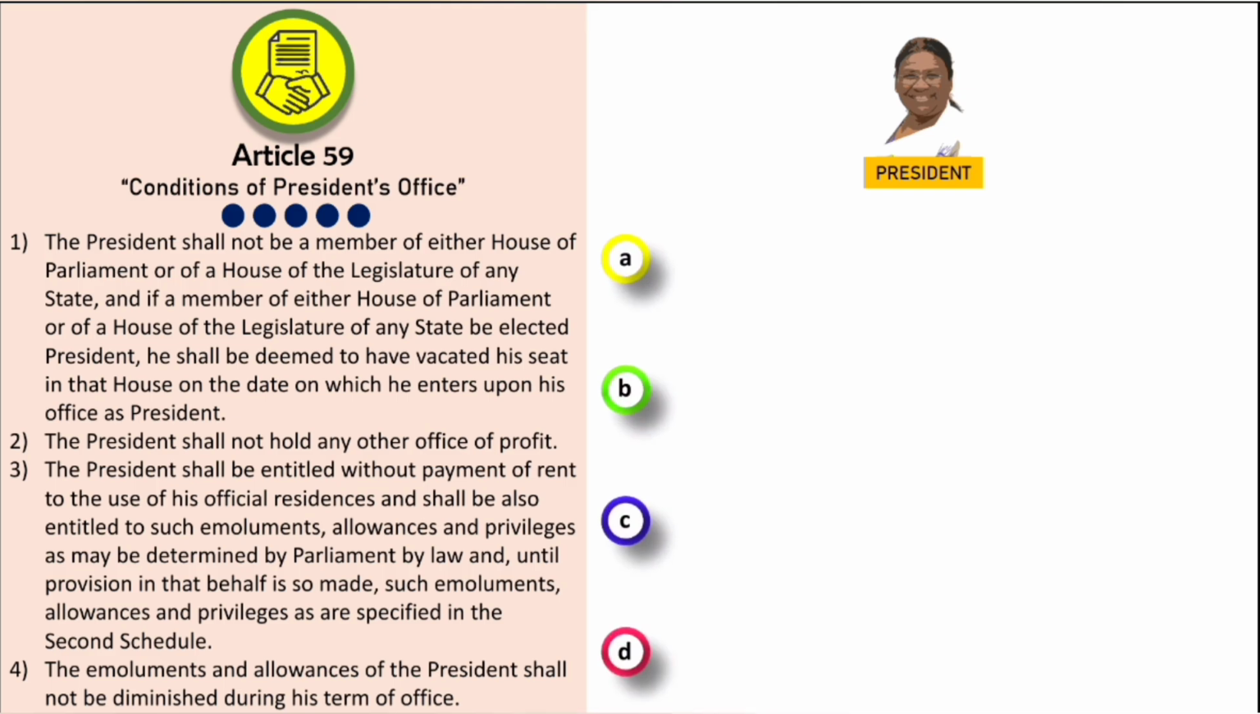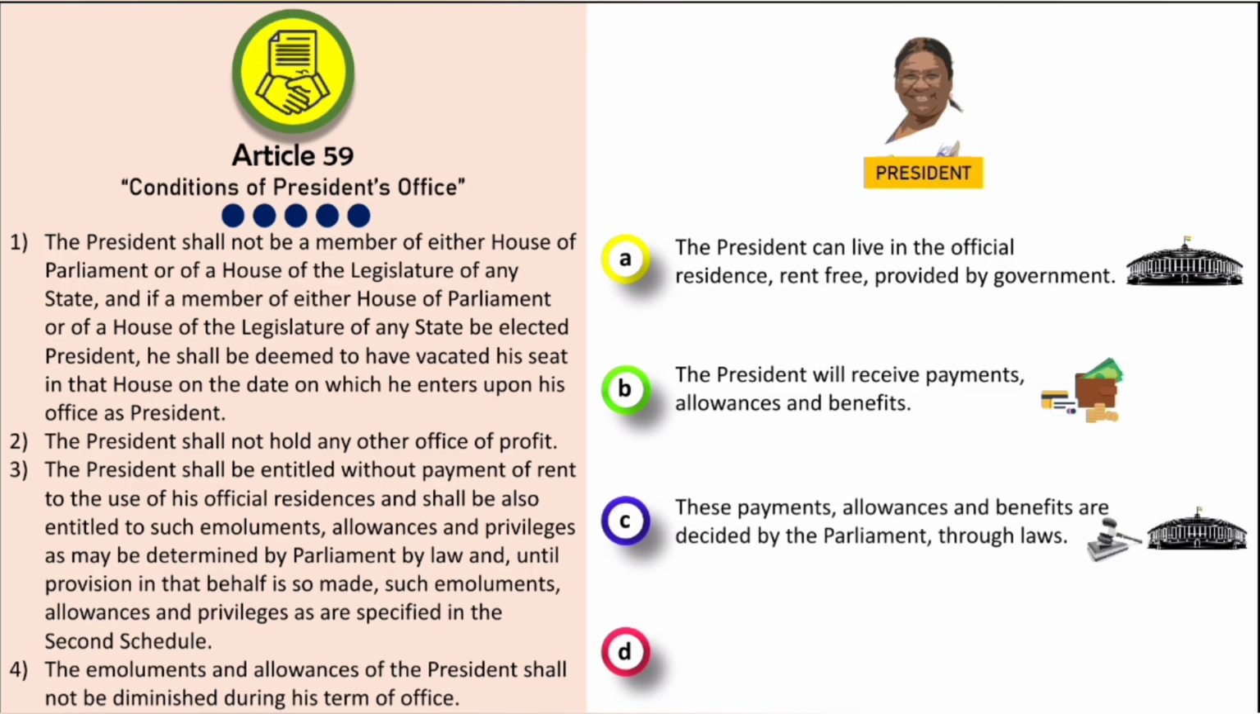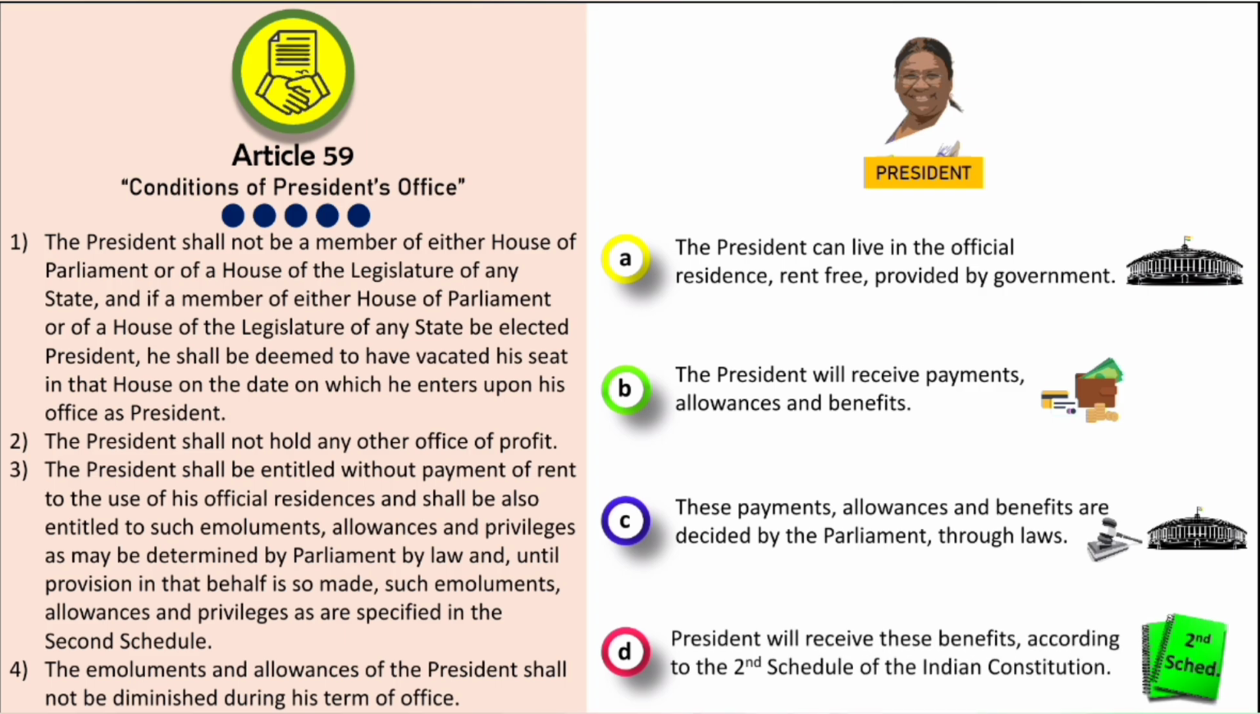First point is, the president can live in the official residence provided by the government without paying any rent. The second point is, the president will receive certain payments, allowances and benefits. The third point is, these payments, allowances and benefits that the president gets are decided by the parliament through laws. And the fourth point is, the president will receive these benefits according to what is listed in the second schedule of the Indian Constitution until Parliament makes any changes about these payments.